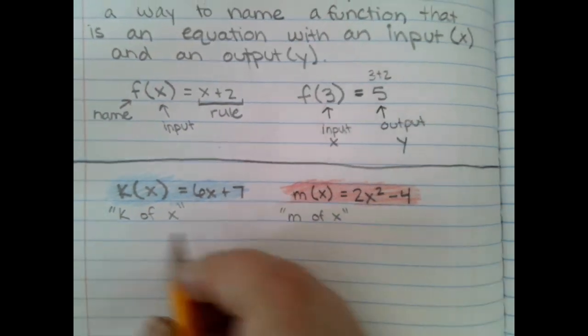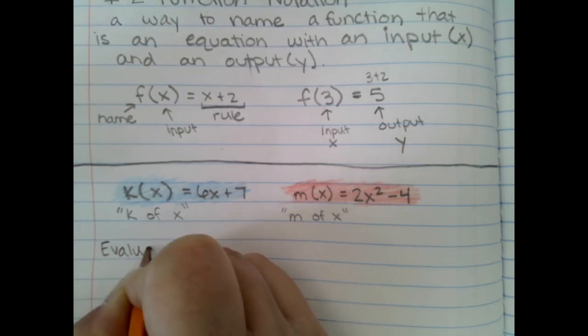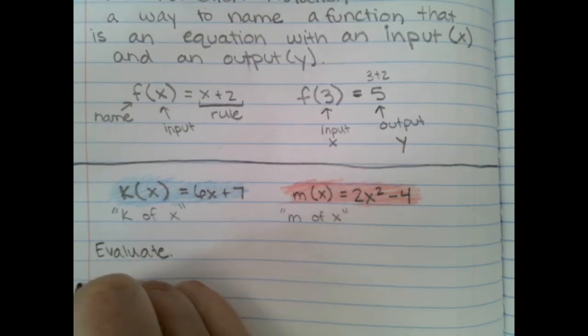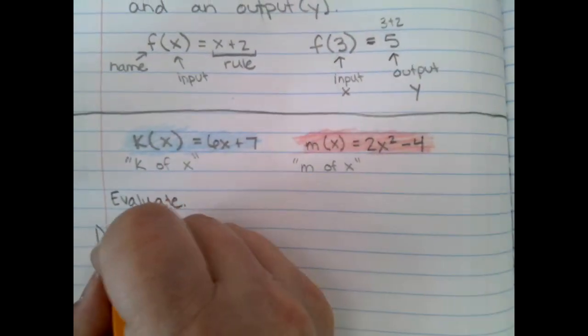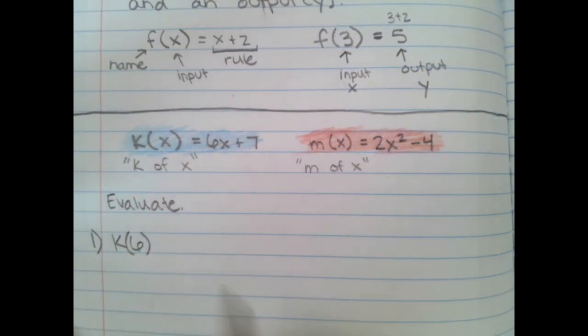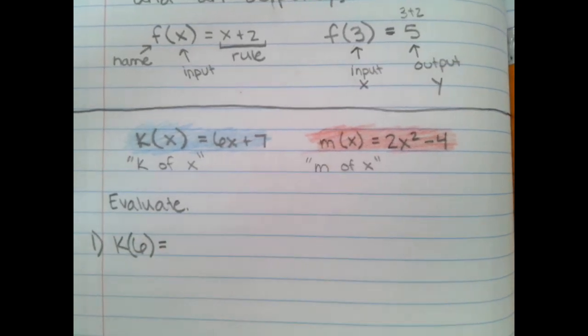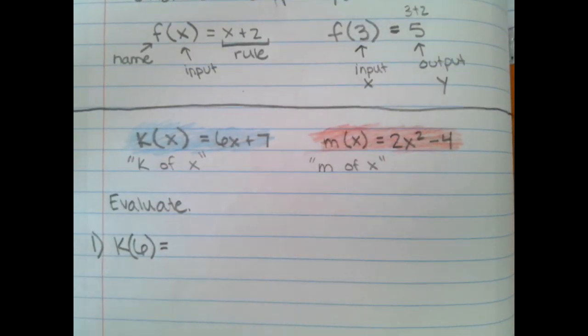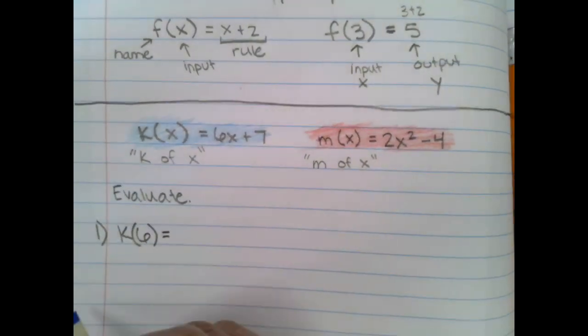All right, our directions are to evaluate today. So evaluate, which means to find the answer. So for number 1, we're going to have k of 6. So first thing I need to do is decide which rule I am going to use. In this case, which rule should we use? Are we going to use function k or function m? K. Yeah, how do you know?